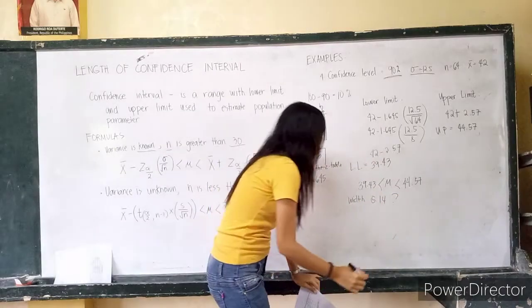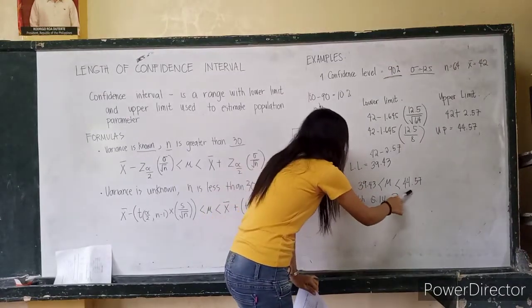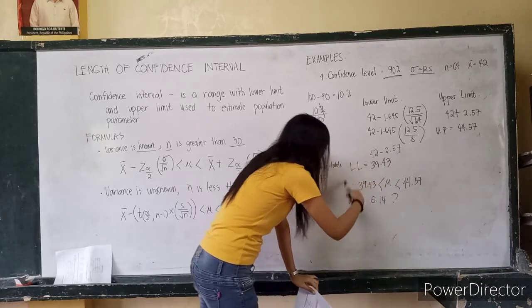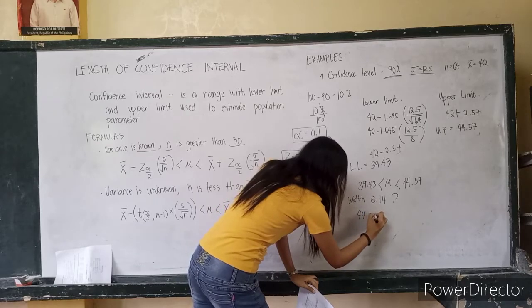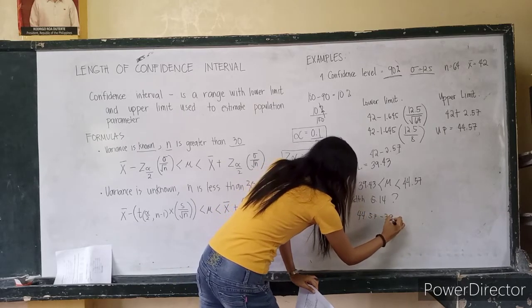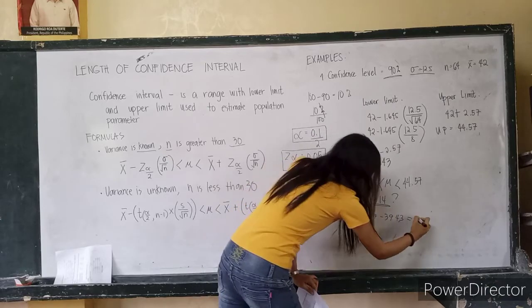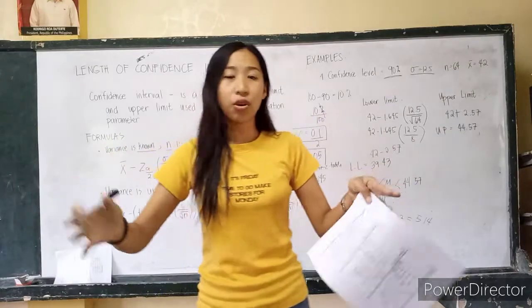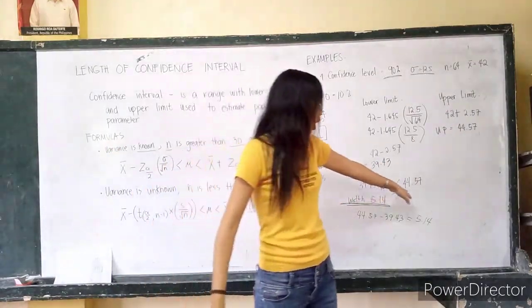Asa nagikan? Kaning 5.14 makuha nimo ni siya by subtracting your upper limit minus your lower limit. So ang bottom na is 44.57 minus 39.43. Ang answer ana, class, is iyang width, which is 5.14. Ibig sabihin, kini ang kalayo gikan sa imong lower limit padulong sa imong upper limit.